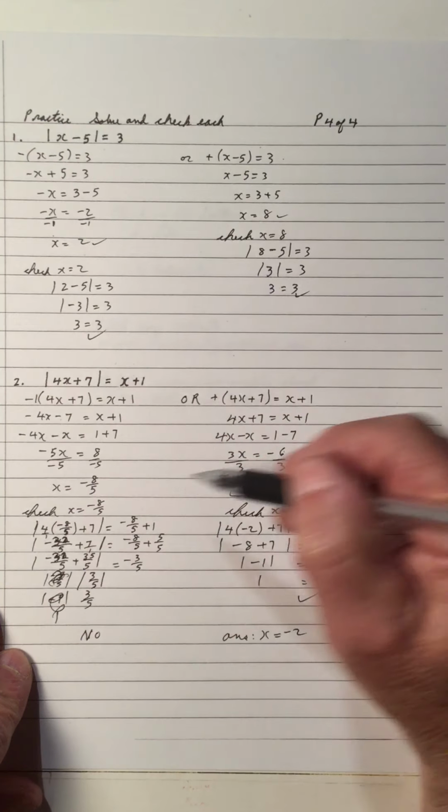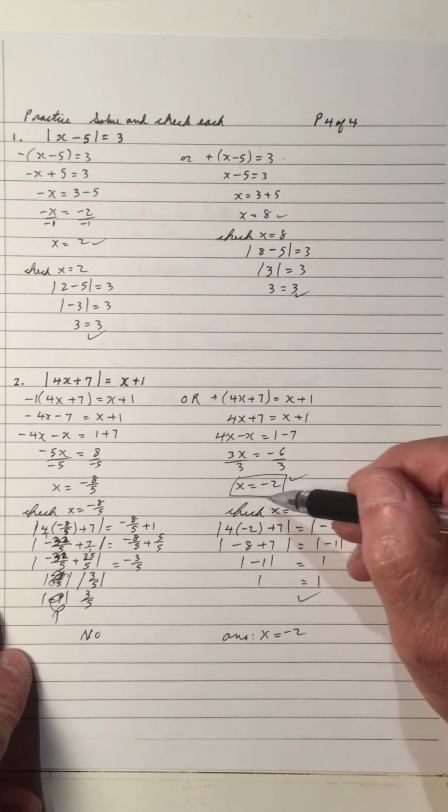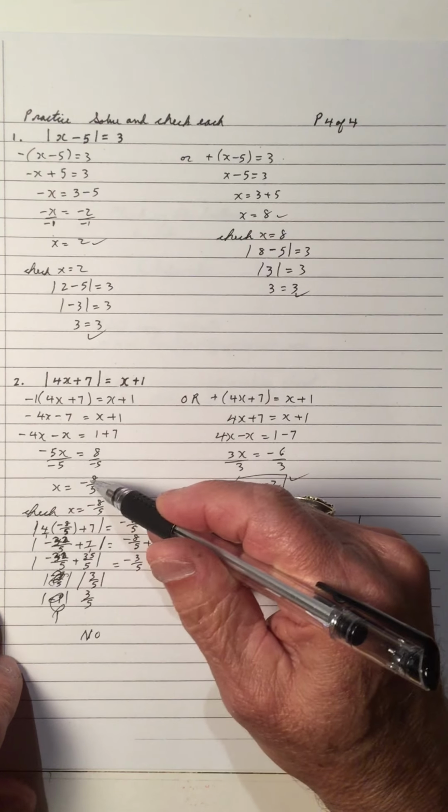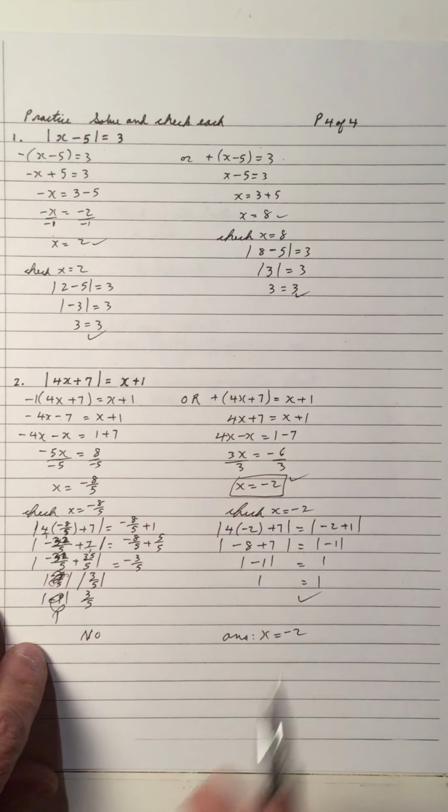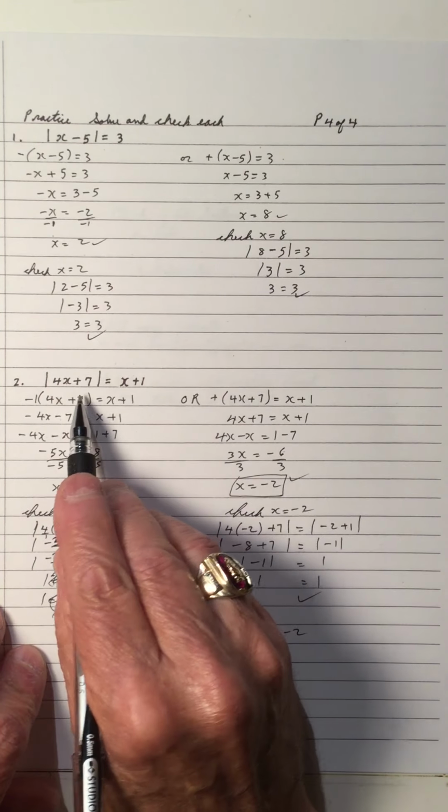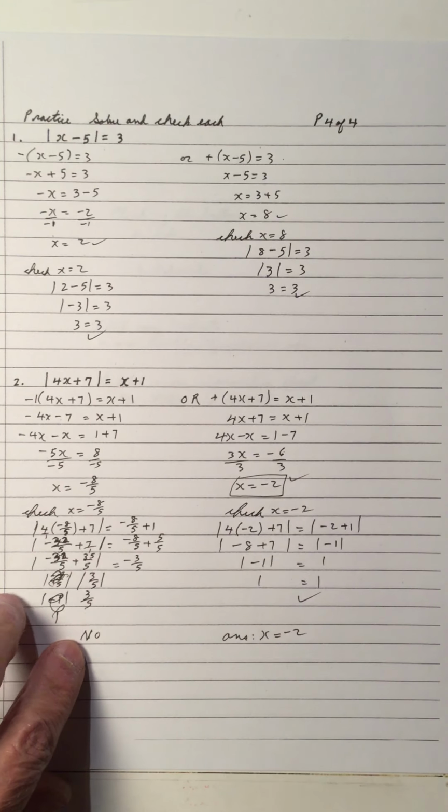If you didn't check these two, you would pick this to be an answer and this one to be an answer, whereas this one didn't work. So we had to omit that one. So the only answer to this equation is x equals negative 2.